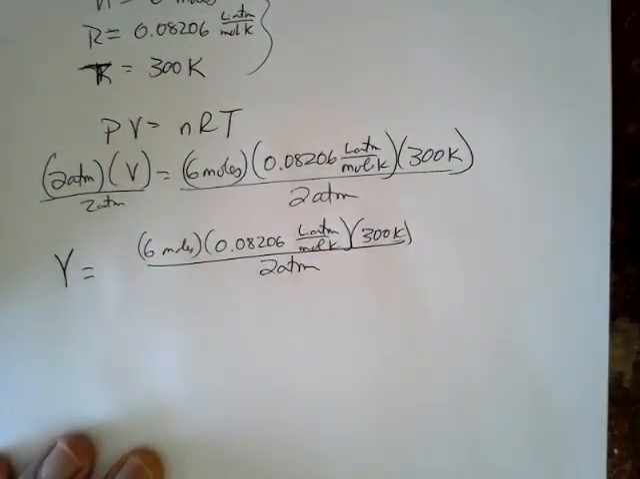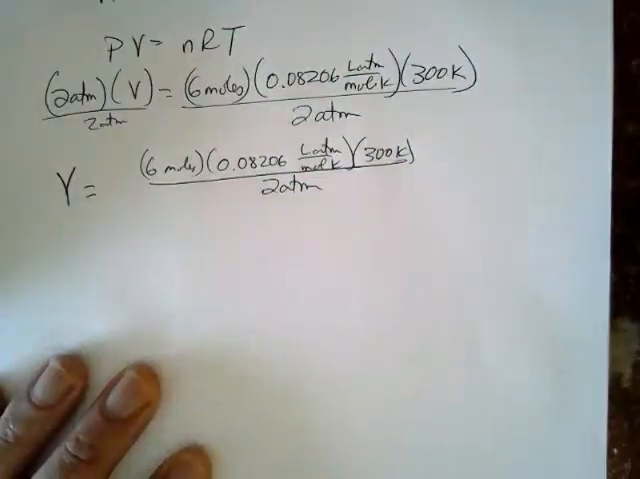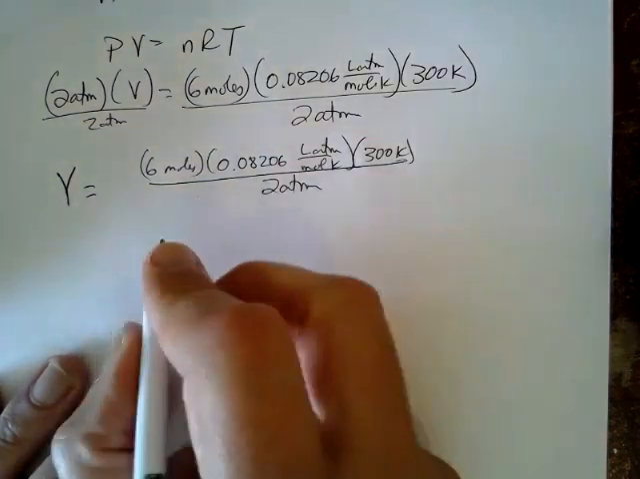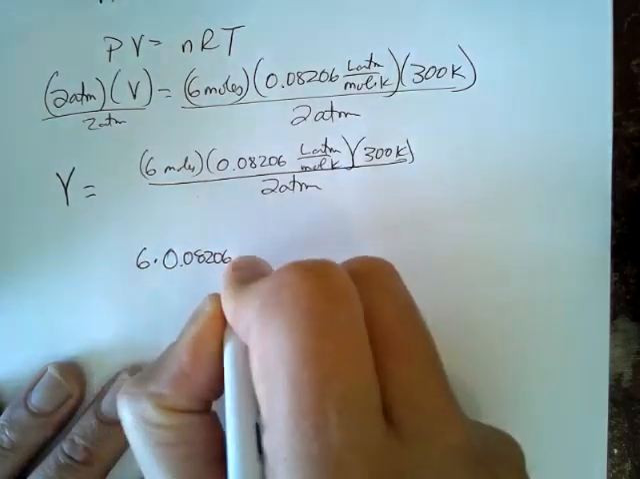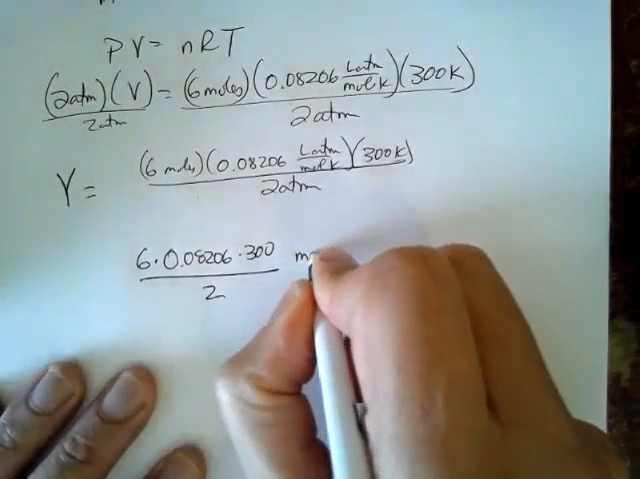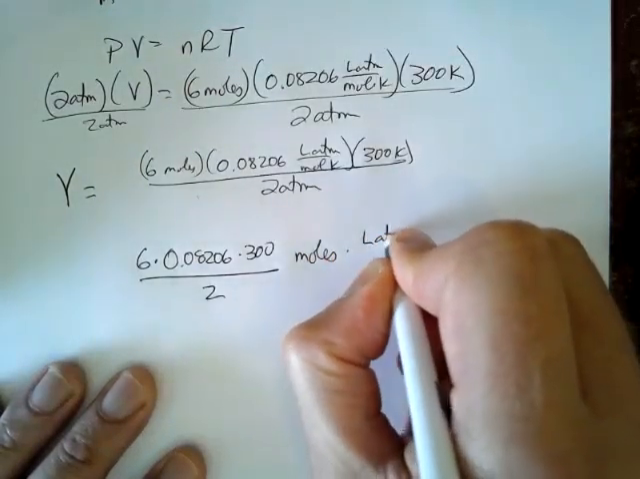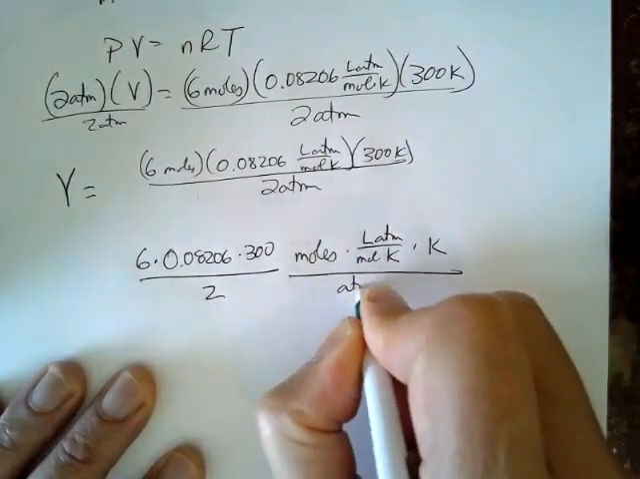Now, just like we did above, we're going to collect all of the numbers together and collect all the units together. We'll do that because it makes it easier to see the cancellations of the units and then convince ourselves of what the actual unit is that we end up with if we do the multiplication that we said we're going to do. So here we would have 6 times 0.08206 times 300 over 2. And then unit-wise, we have moles times liter atmospheres over moles Kelvin times Kelvin over atmospheres.